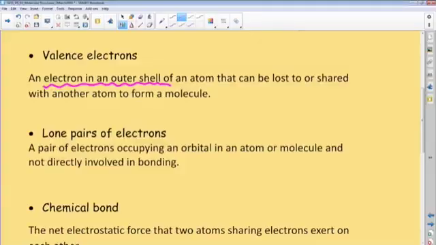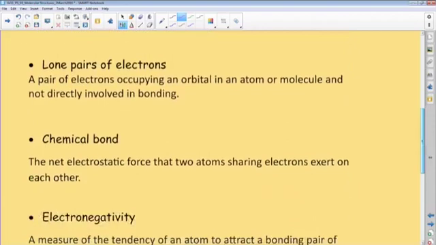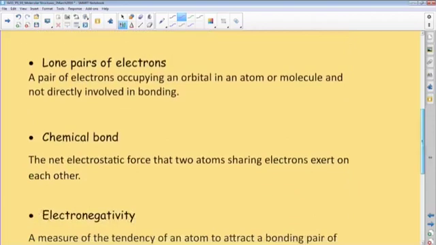Next terminology. Lone pair of electrons. We see this terminology every now and again, but we haven't really used it much. We'll be using it a lot today. Lone pairs of electrons, it's a pair of electrons occupying an orbital in an atom or a molecule and not directly involved in bonding. So let me draw an example of what we mean here. I'm going to use oxygen. Oxygen has got 6 valence electrons. I'm going to draw the Lewis structure for oxygen. It's got 6 valence electrons.